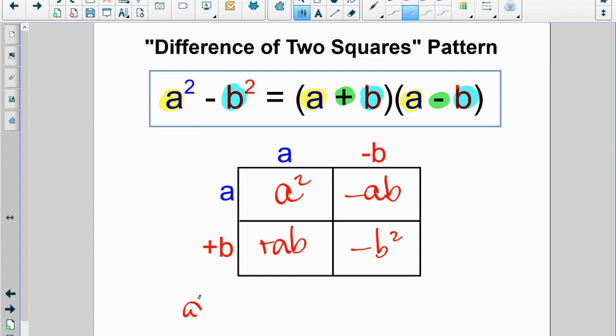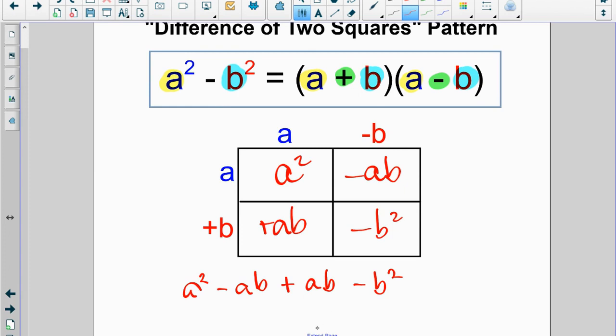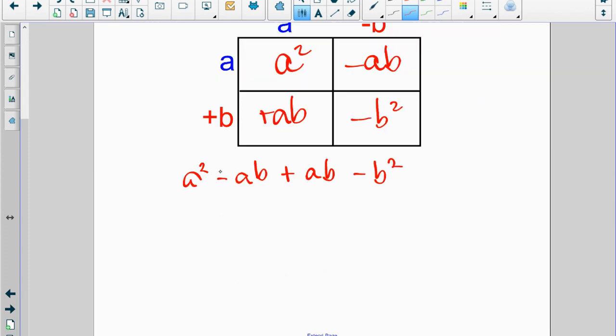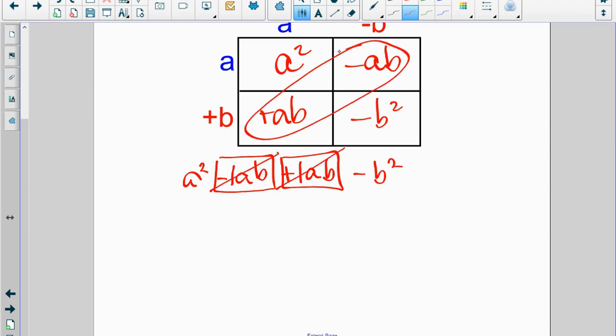And when I take all these and write it out using my area model for total area, I get a squared minus ab plus ab minus b squared. Well, I notice I have like terms because they both contain the same variable parts, and I have my invisible ones as my coefficients. And when I add those together, I actually get 0. They cancel out because they are exact opposites. So I literally end up with a squared minus b squared. It is a difference of 2 perfect squares.